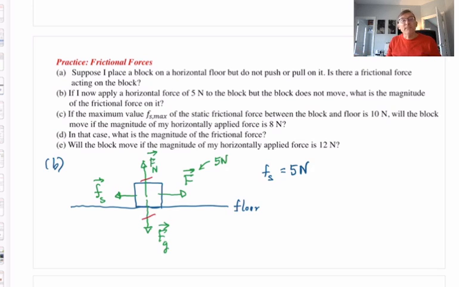Now let's go on to C. Let me tell you now that the maximum value, Fs max, of the static frictional force between the block and the floor is 10 newtons. I'm just telling you that fact. Here comes the question. Will the block move if the magnitude of my horizontally applied force is 8 newtons? Pause, think, and come back.